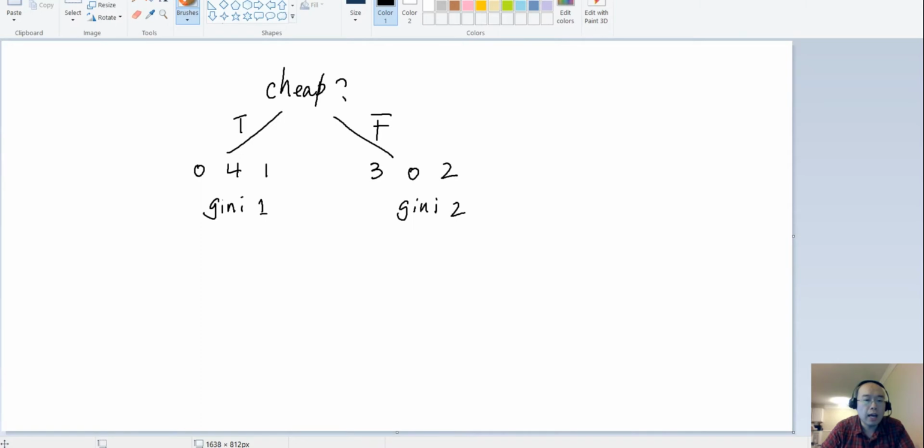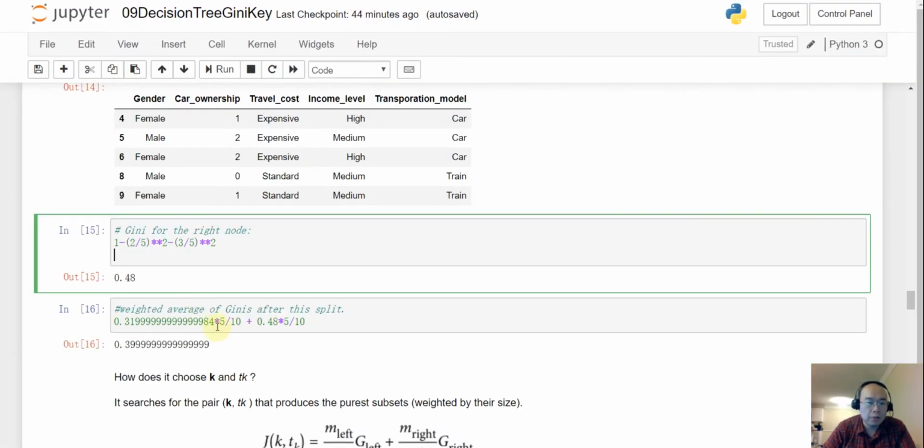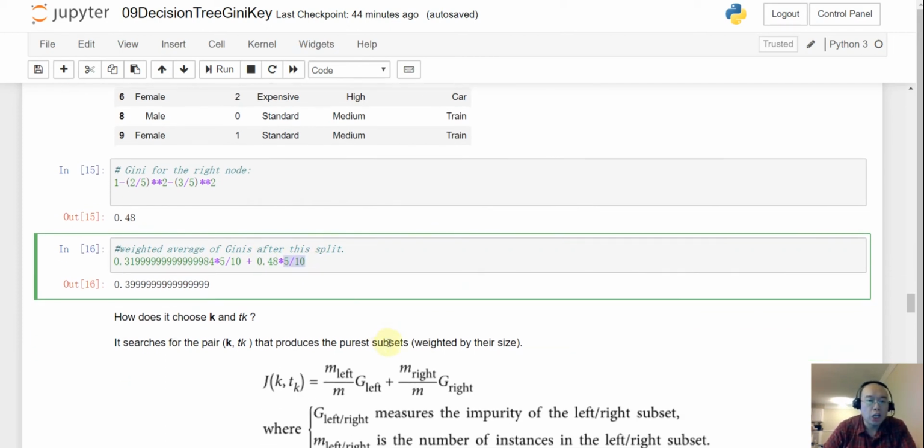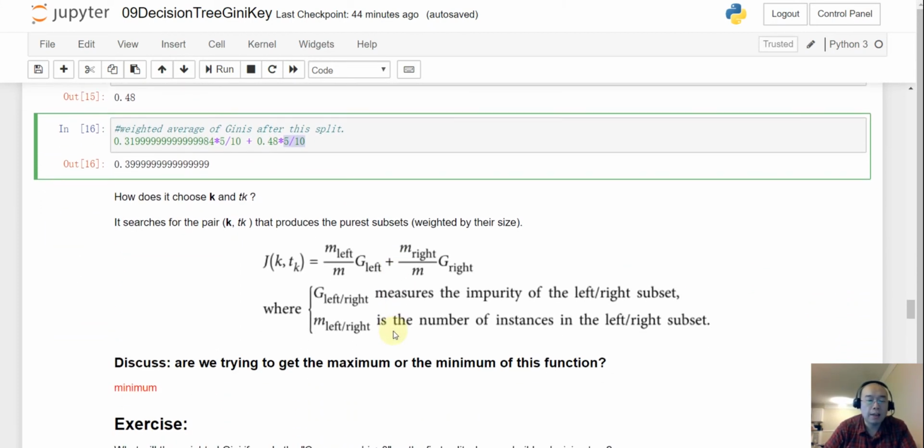In this case, we have a 50-50% split. So if you want to get a weighted average, we use the first Gini, which takes 50% of the sample, and the second Gini, which takes the other 50% of the sample, right? So this is the split on travel cost equals cheap or not. After that, we want to do a weighted average. For this weighted average, do we want it to be high or low? I'm showing the answer key, so you see the answer: it should be the minimum. So we want to see a lower weighted average if possible.